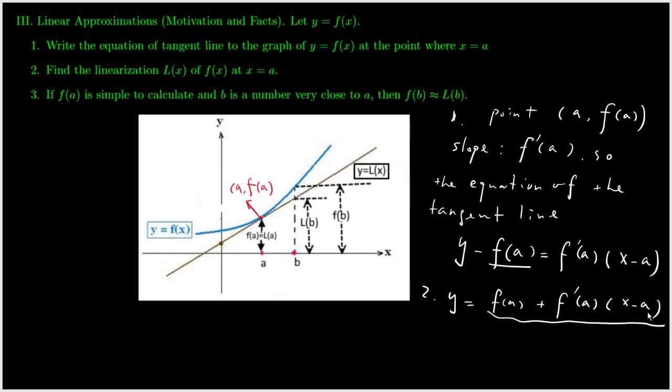Now we're going to use a function notation to denote the linear function. The linear function is called L of x. It's called linearization of the function when x value is a. Okay. In item number 2, the answer: L of x is equal to f of a, I mean the value of the function at a, and then plus the derivative of the function at a, and then times x minus a.